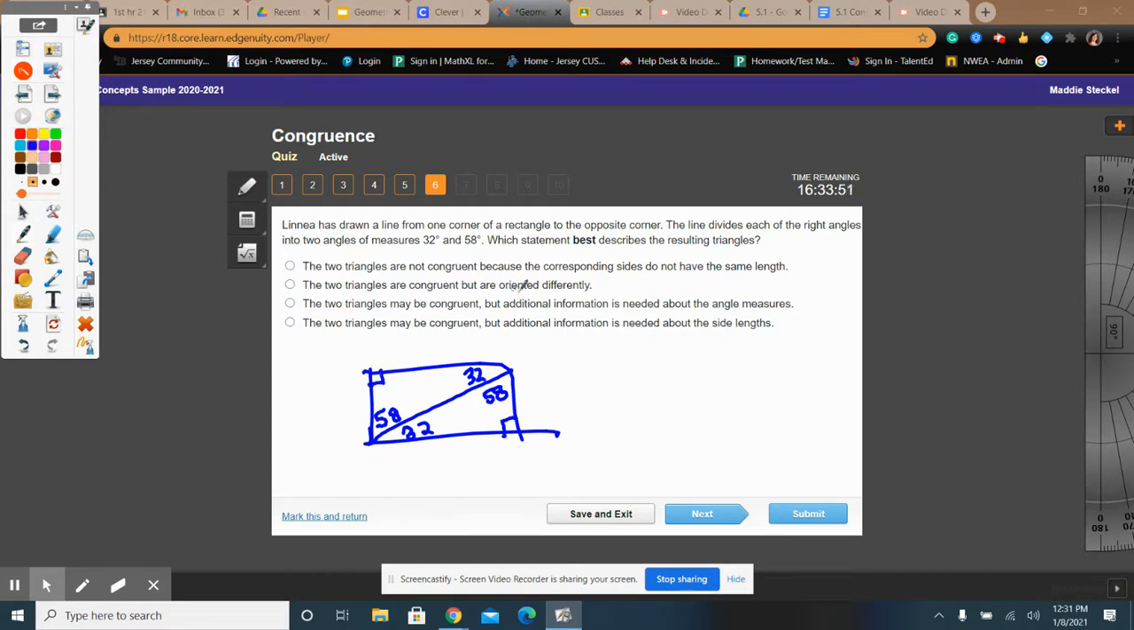The two triangles are not congruent because the corresponding sides don't have the same length. Well, we don't know anything about the sides. Let's see. The two triangles are congruent, but they are oriented differently. Well, they kind of look like they're congruent, and if you turn it around, I think that might be it. Let's keep reading. The two triangles may be congruent, but additional information is needed about the angle measures. No, we know all about the angles. All those angles are equal. The two triangles may be congruent, but additional information is needed.